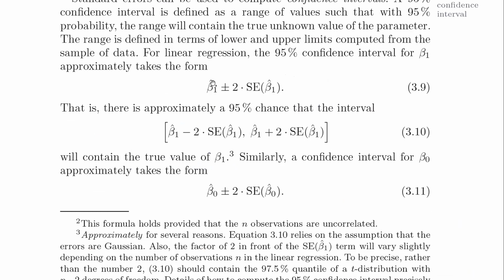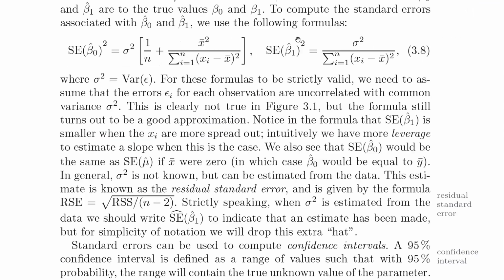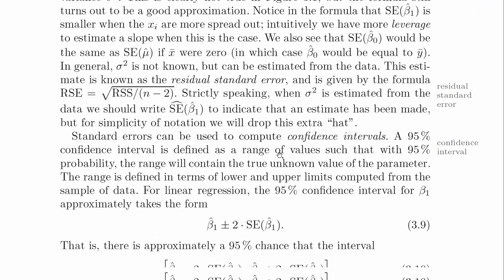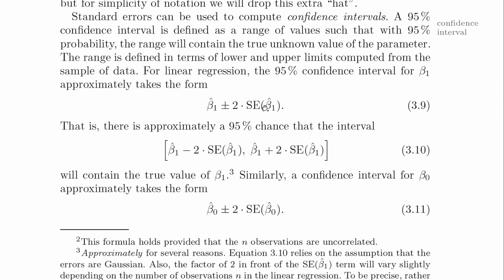Take your beta 1 hat and to the left and to the right, plus or minus 2 times the standard error of beta 1 hat. So you've calculated the standard error of beta 1 hat, square root it, just get rid of this square, multiplied by 2, and that's given you the confidence interval.